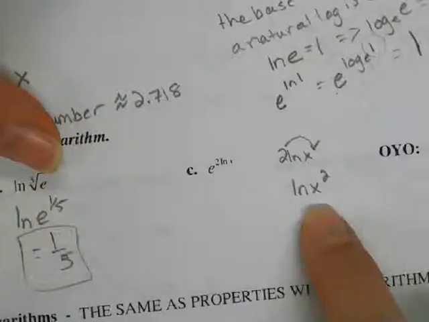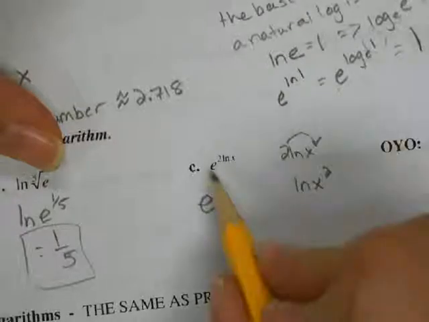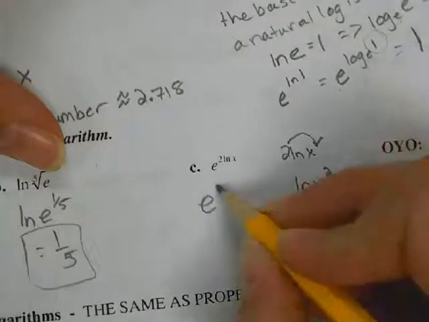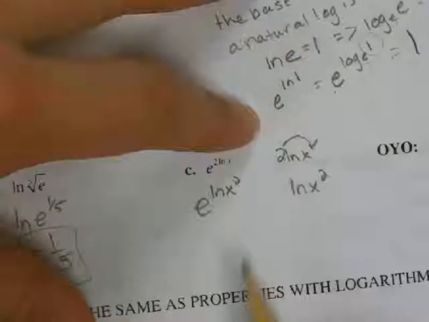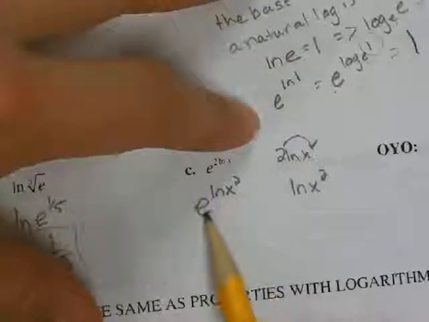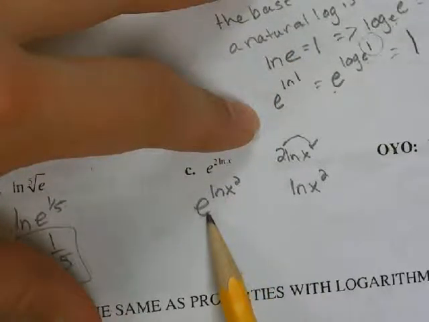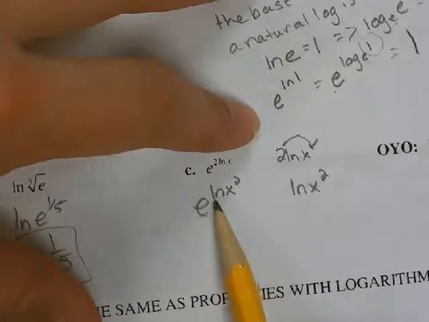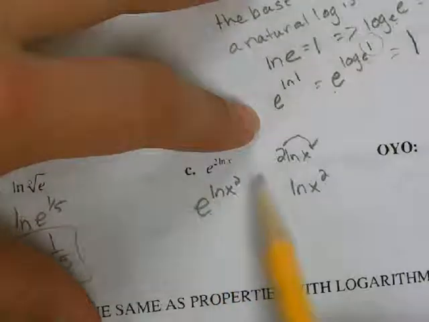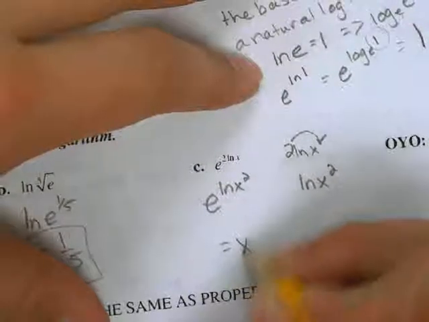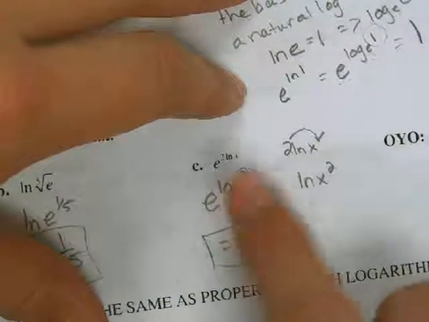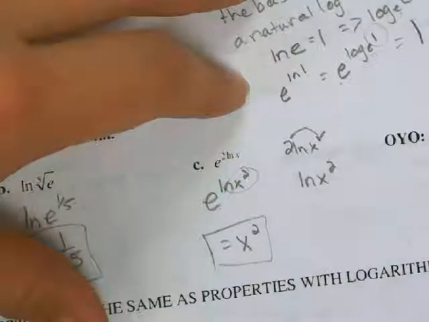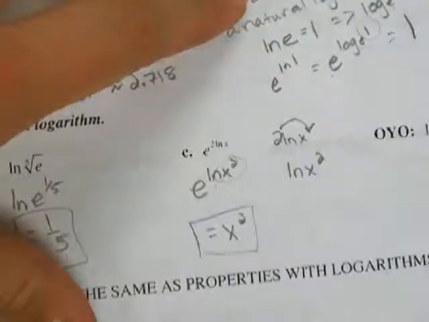So now I'm looking at e, and instead of 2 times the natural log, I've got the natural log of x squared. Well, now if I look at these properties, my bases here match. Because e raised to the, that means log base e of x squared, so it's just equal to x squared. Because it's equal to the argument. Know those properties. Those properties are essential. You cannot pass this test without those properties.